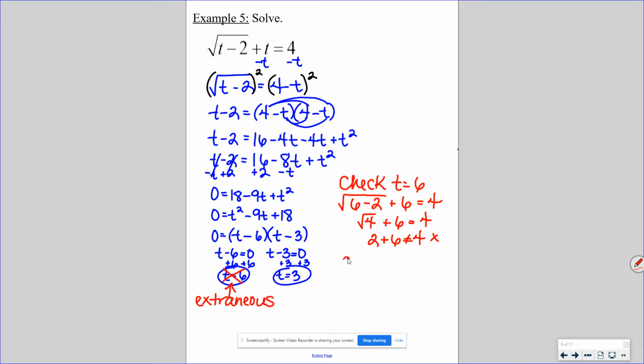And now we're going to try 3. So plug 3 in everywhere that you see t. Keep in mind that just because one of your answers is extraneous doesn't mean that the other one will not be. Sometimes they're both extraneous, sometimes neither one's extraneous, so you do have to do this check each time. So the square root of 1 plus 3, the square root of 1 is 1. 1 plus 3 is 4. So that one's fine. We have a single answer then of t equals 3.